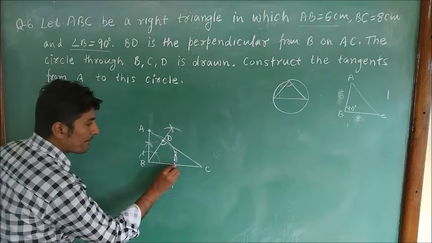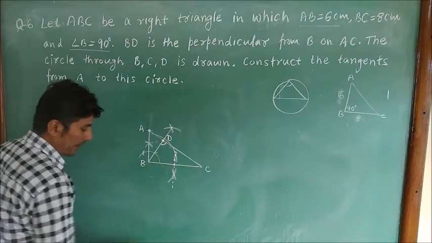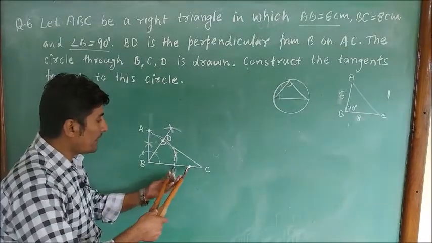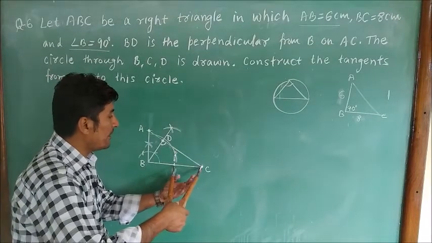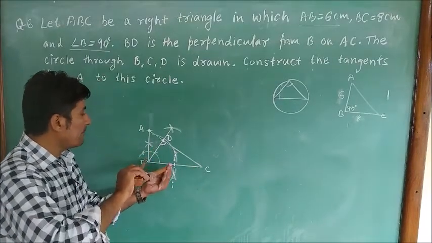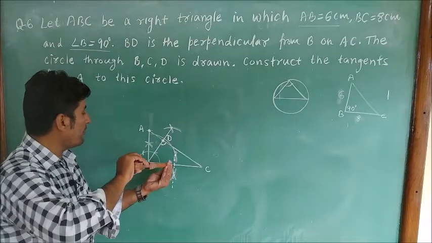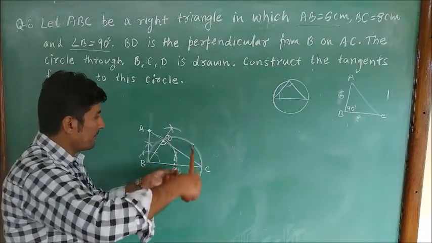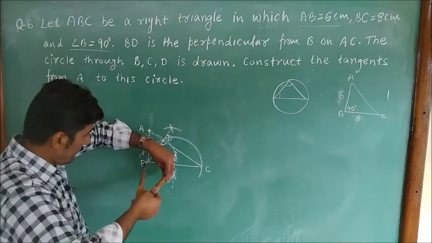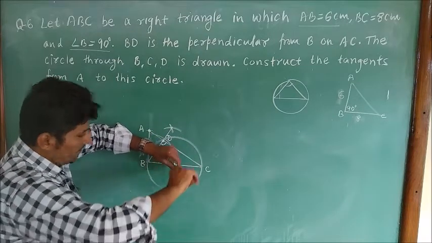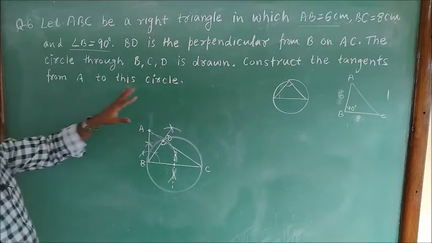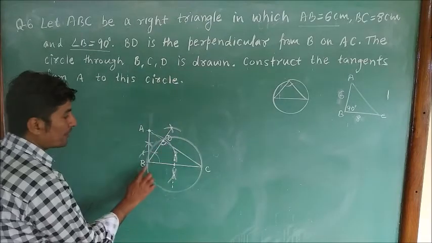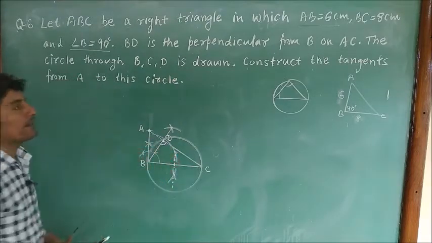So this is the point of intersection of these two lines. So this will act as the center of the circle. Let us see. This is the center of the circle. Join this center of the circle to C. Now it will touch D and B also. So we will draw one circle passing through these three points. So the next line of the question was that the circle through BCD is drawn. So we have drawn a circle which is passing through points B, C and D.